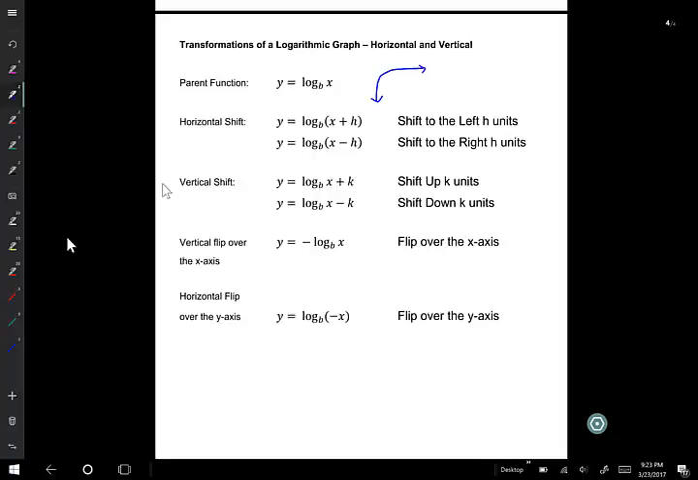I hope this has been helpful. And now we'll start our homework. Our homework will be a worksheet over much of these same ideas.